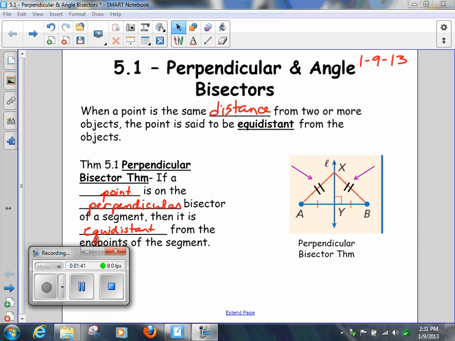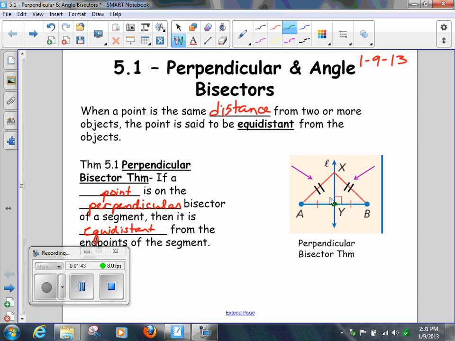If this point Y is the midpoint, and how do I know that it is the midpoint? I could draw this. Here's A and B, and I could say, hey, Y is the midpoint? Nope. How do you know it's in the center? The tick marks. These tick marks right here mean that Y is the midpoint. Okay? Now, here we go.